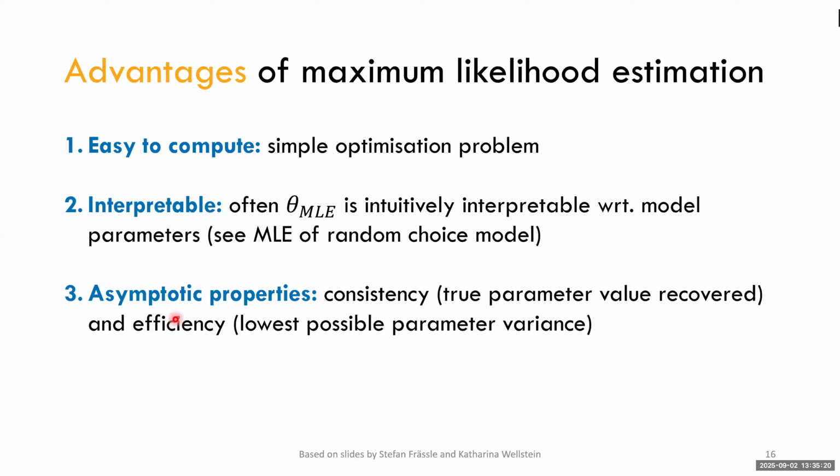Asymptotic here means what happens in a situation where you have infinite data. And so mathematically, what you can say is that the MLE comes out as consistent. So you recover the true parameter value, which is very nice, and it's efficient. So you have the lowest possible parameter variance out of all estimators.